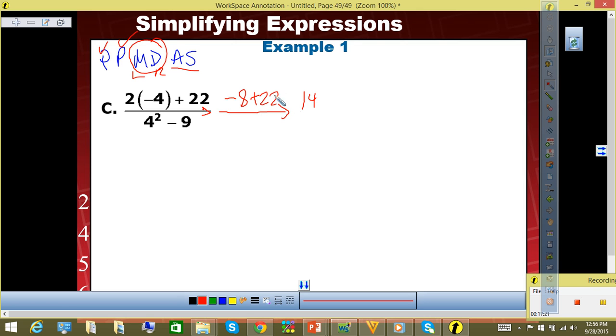14. All right, now let's go to the denominator. Any parentheses in the denominator? No. Powers? 16 minus 9. 16 minus 9 is 7. And we simplify. What is 14 divided by 7? 2.